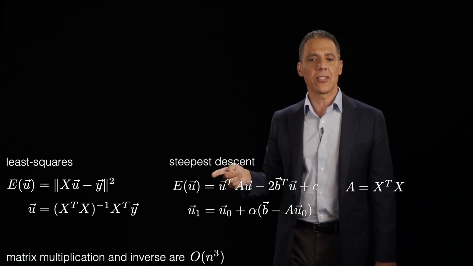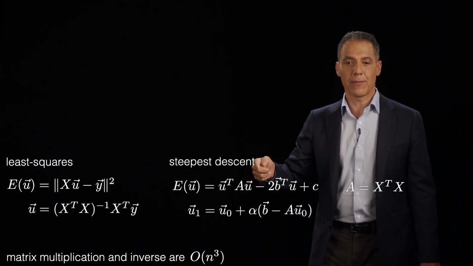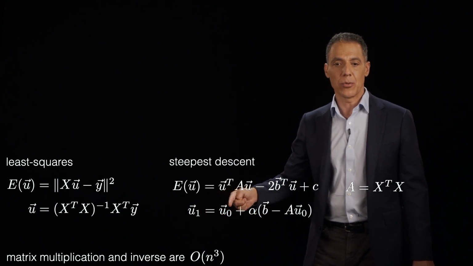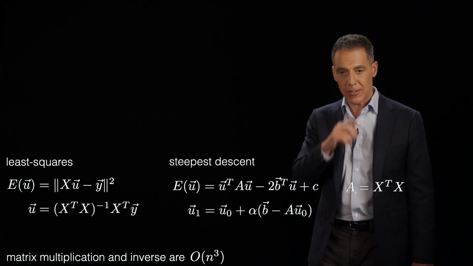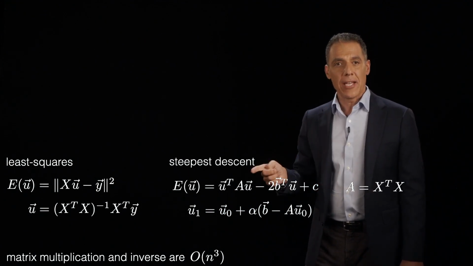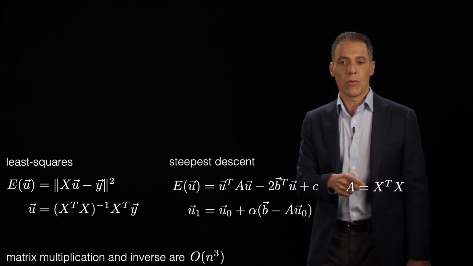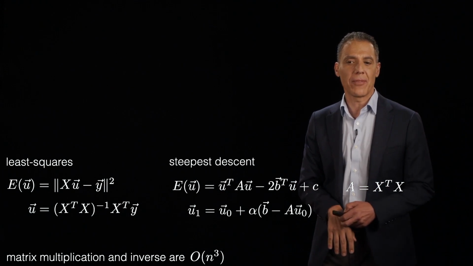So how did we get to steepest descent? We took that quadratic error function, we wrote it out with the quadratic form here, and then we had this update rule. U1 is equal to U0 plus alpha times the direction of steepest descent. What was A? A was X transpose X. What was B? Well, B is cheap. It's just the matrix times the vector, so I'm not going to worry about that.